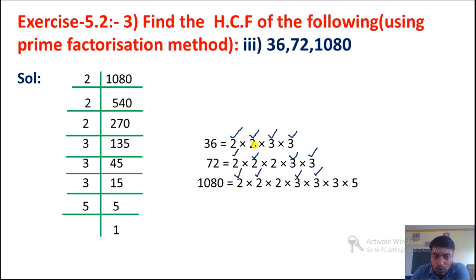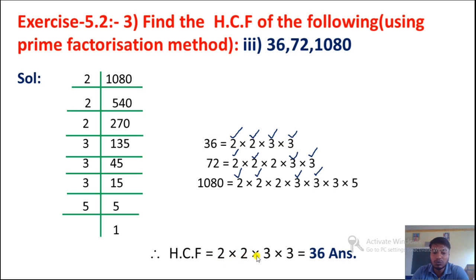2 into 2 into 3 into 3. So this will be the HCF. 2 into 2 into 3 into 3. When we multiply, 3 into 3 is 9, 9 into 2 is 18, 18 into 2 is 36. So 36 is the HCF of 36, 72 and 1080. Clear to you?